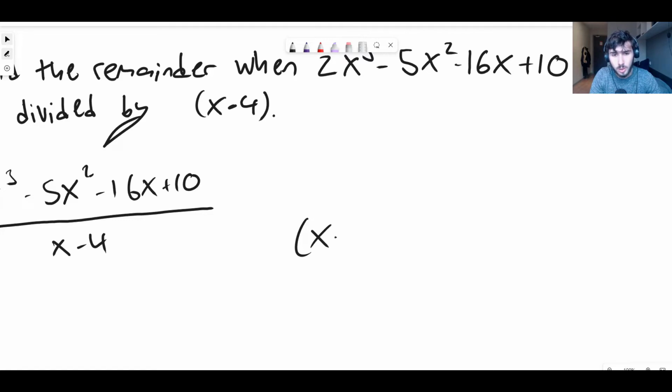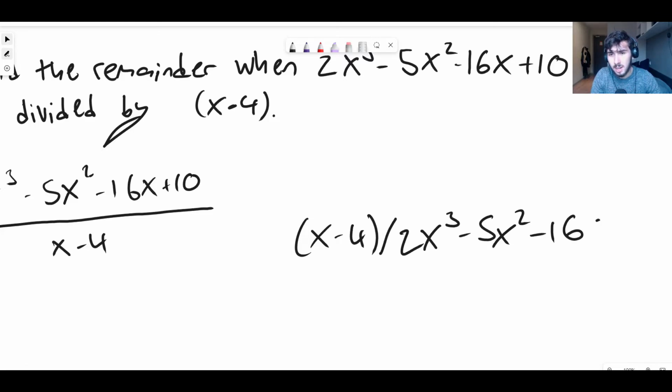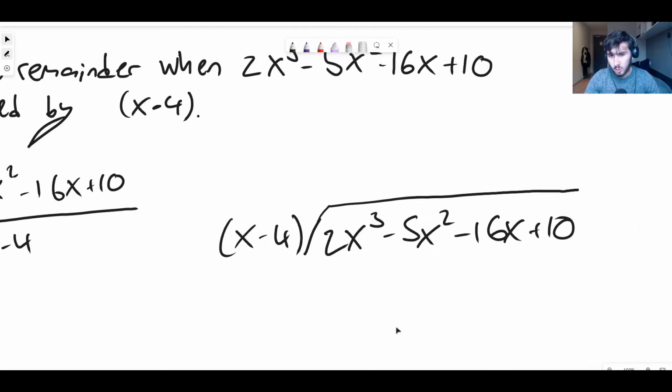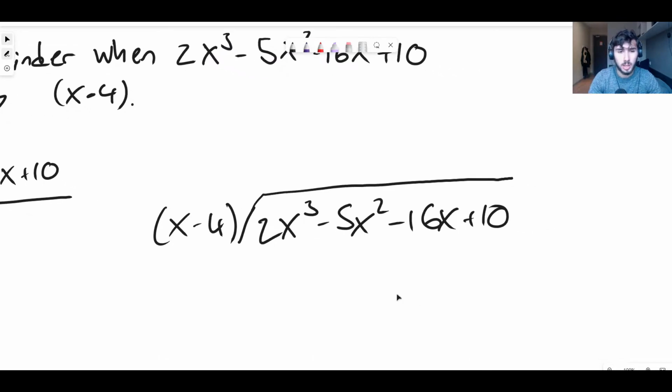So we're going to do x minus 4, because that is the denominator, divided by 2x cubed minus 5x squared minus 16x plus 10. Okay, just like always, just like normal. And just like in part 3, it's always good to make sure we've got every single power. Yes, 3, 2, that's technically a 1, that's technically a 0. Okay, yeah, we've got every power until we get to 0 involved in this thing.